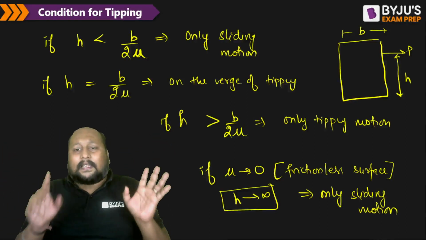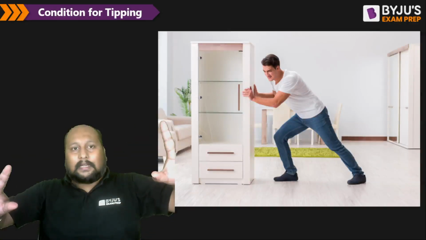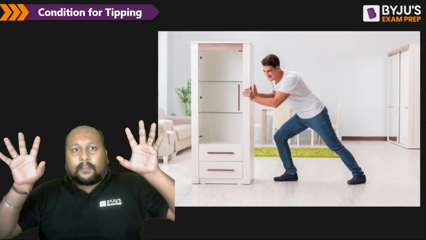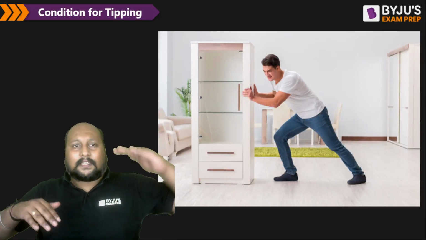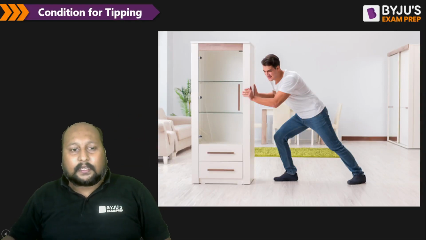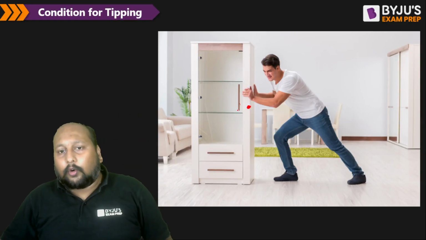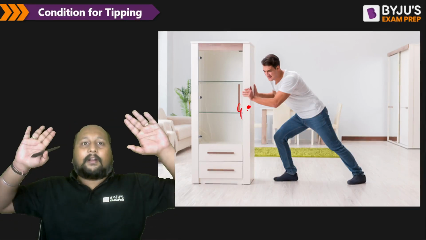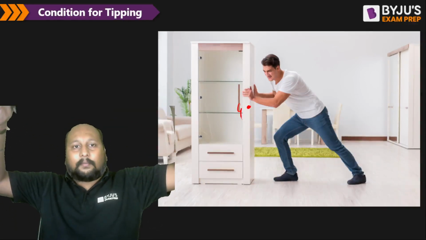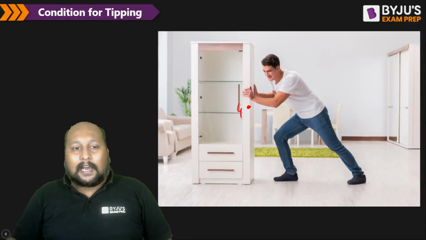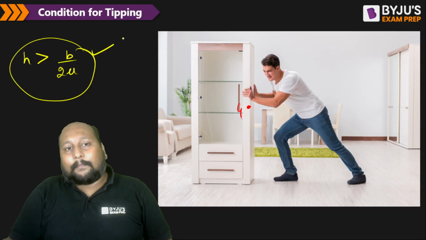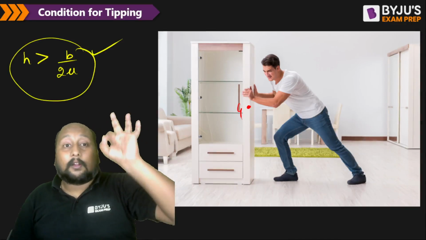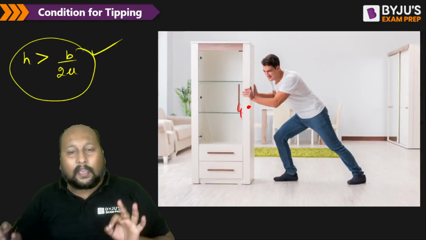And that is the reason when you try to push an almirah which is full of clothes, we always try to apply a force near the midpoint or below the midpoint. If I say this is your center of gravity, we always try to apply the force near the center of gravity. We never push that almirah above the center of gravity, because there are chances that you are applying a force at a height which is more than b by 2 mu. And if this is happening, the body will tip or topple about its corner point.